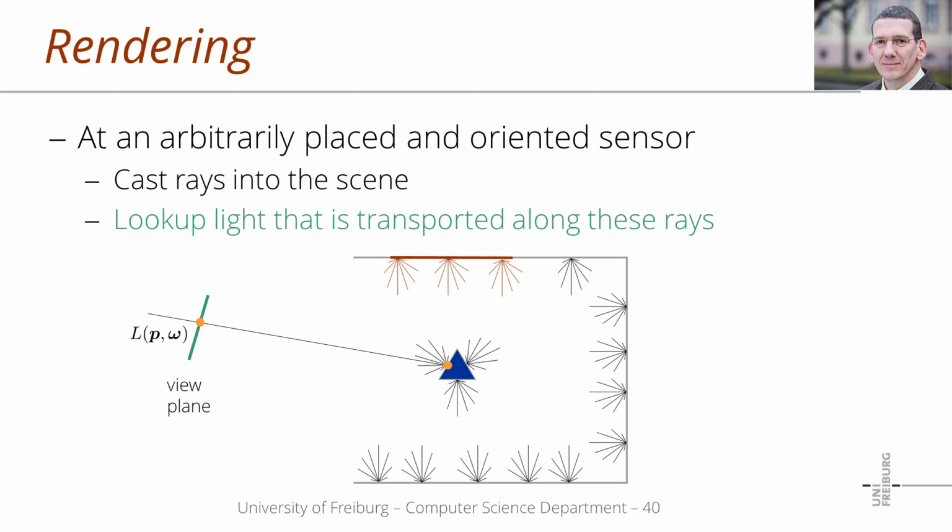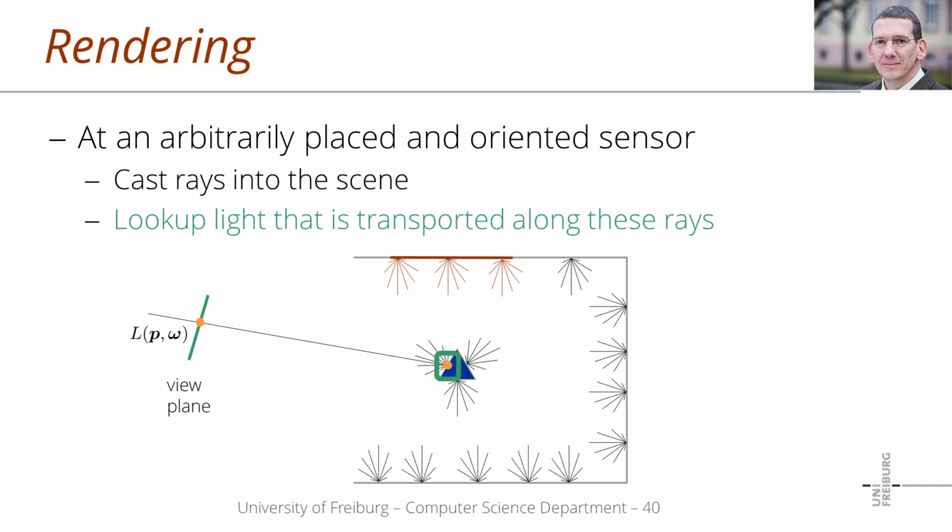If we know how much light is reflected from all points into any direction, then the rendering of a scene is just a simple lookup. We can place a sensor at an arbitrary position with an arbitrary orientation, and then we can consider viewing rays from the sensor into the scene as indicated here. So for a sensor element indicated by the yellow dot on the view plane, we can establish a viewing ray that is traced into the scene.